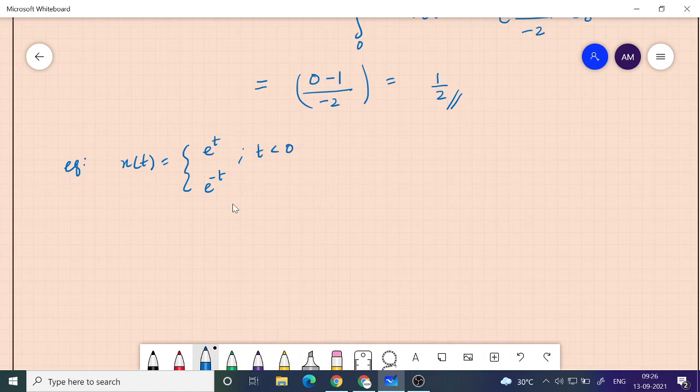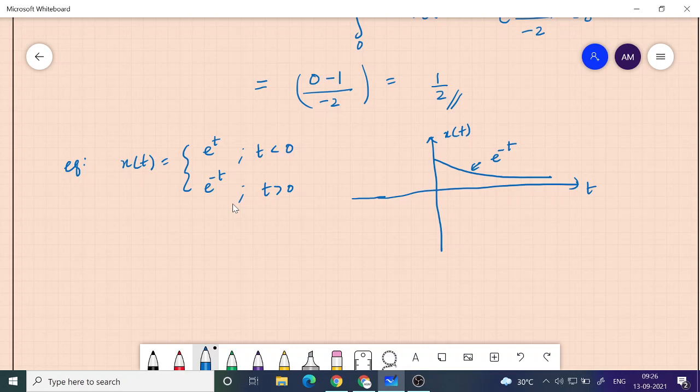So for t less than 0, this is the expression, and for t greater than 0 this is the expression. So let us plot this. Any signal, if you plot it, you get an idea. So this is x of t. The positive side is still the same, it's exponentially decreasing. So this is e raised to minus t for t greater than 0. For t less than 0, let me put minus e raised to t.